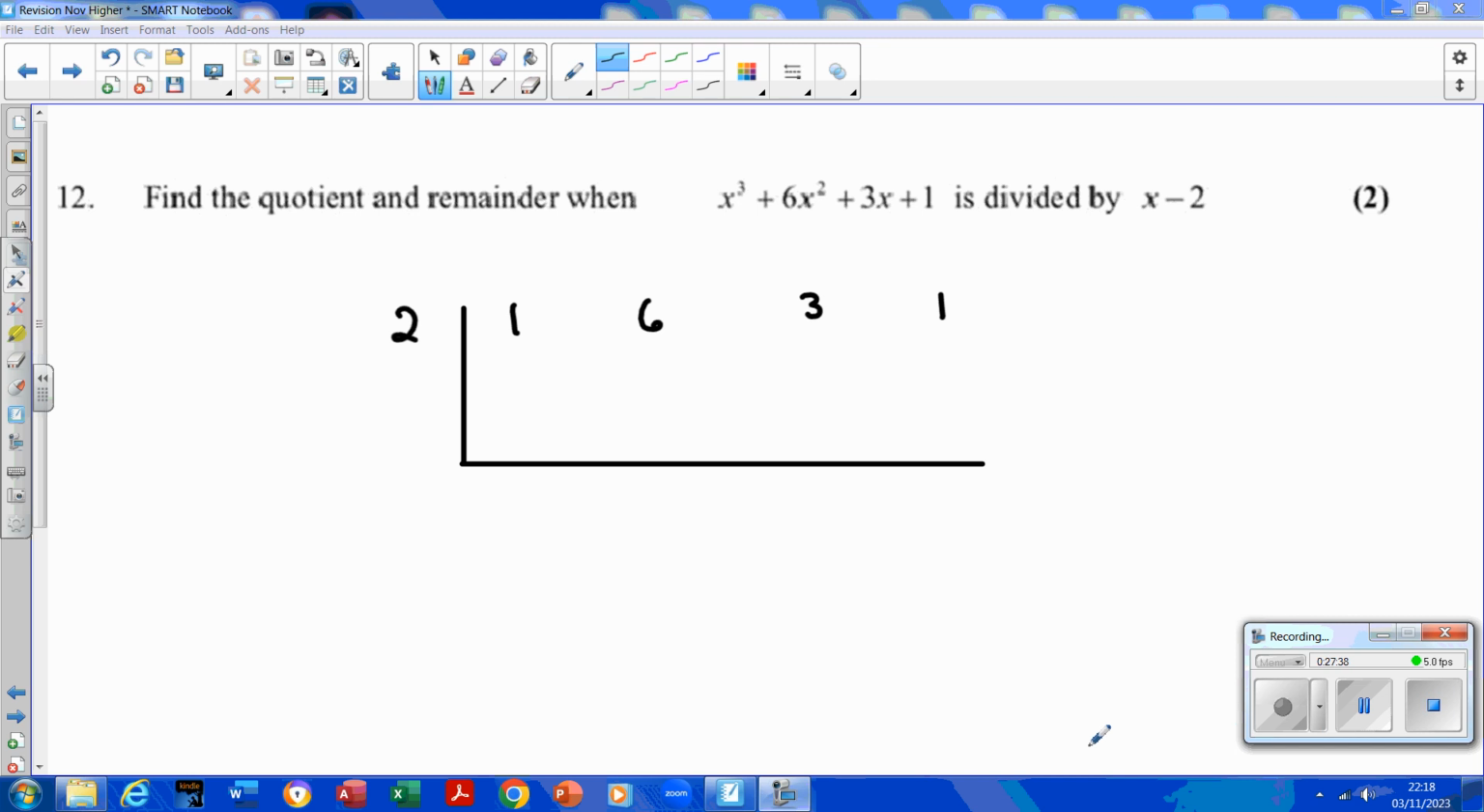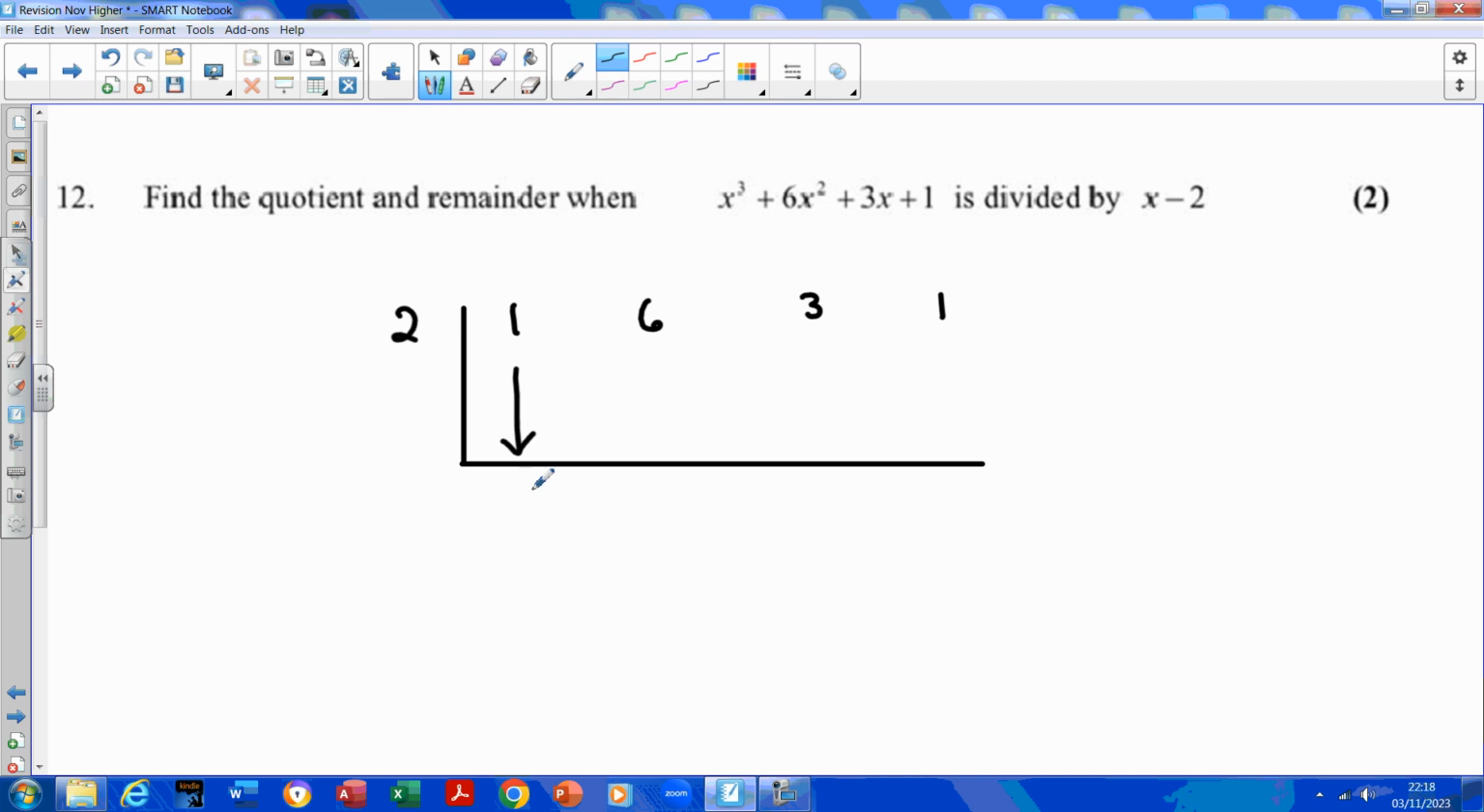Find the quotient and the remainder when dividing that polynomial by x minus 2. So set up your grid, your nested calculation. That's 1, 6, 3 and 1. If that's x minus 2, the x value is plus 2, so put that outside your table. Drop the 1 down to start, and then multiply going across the table by that number.